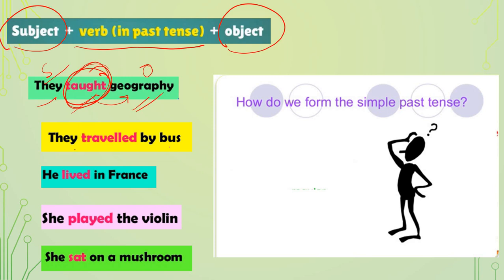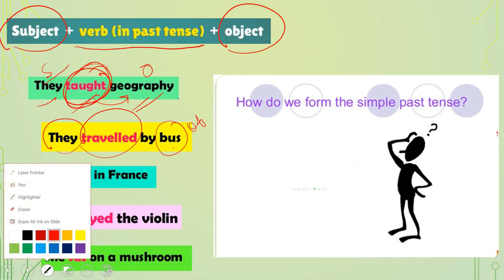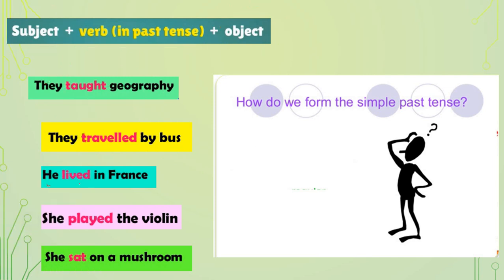They traveled by bus. They is the subject. Traveled is the action which they are doing and that action is being done by the bus. So it is the object. He lived in France. She played the violin. She sat on a mushroom. So these all are examples of how you can make a simple sentence in the past tense by using the subject, then the verb, then the object. This is the general rule of a sentence.